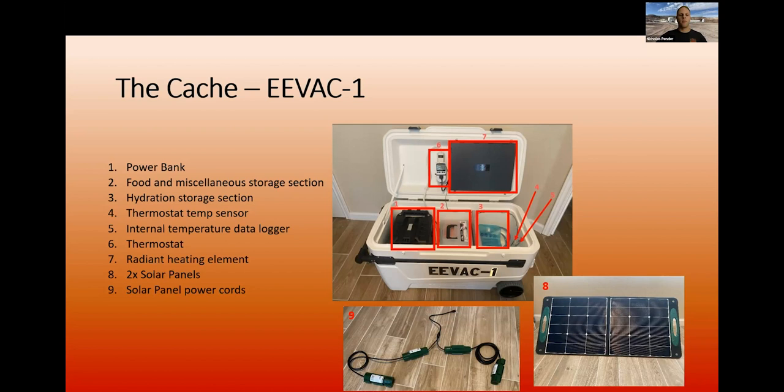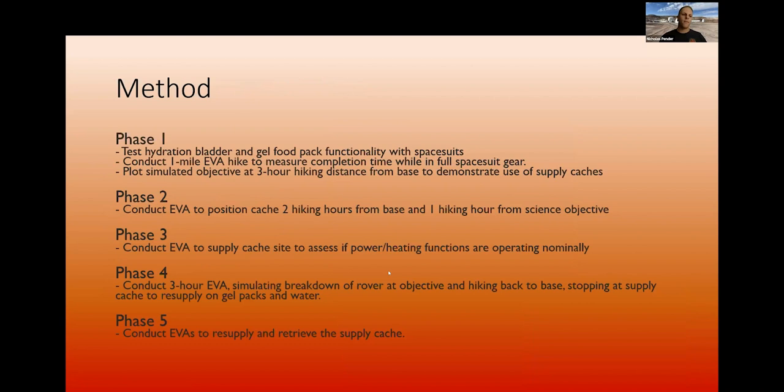So for the method of my research, I broke it down into five phases. First we needed to test peripherals, the elements that would be used during the experiment. For the hydration bladder, we needed to test its suitability with the spacesuit, as well as the consumption of gel food packs. We also needed to establish a baseline for how fast we can travel a mile, and to do that, it would take a hike. I'm going to go through each of these as they actually happened.